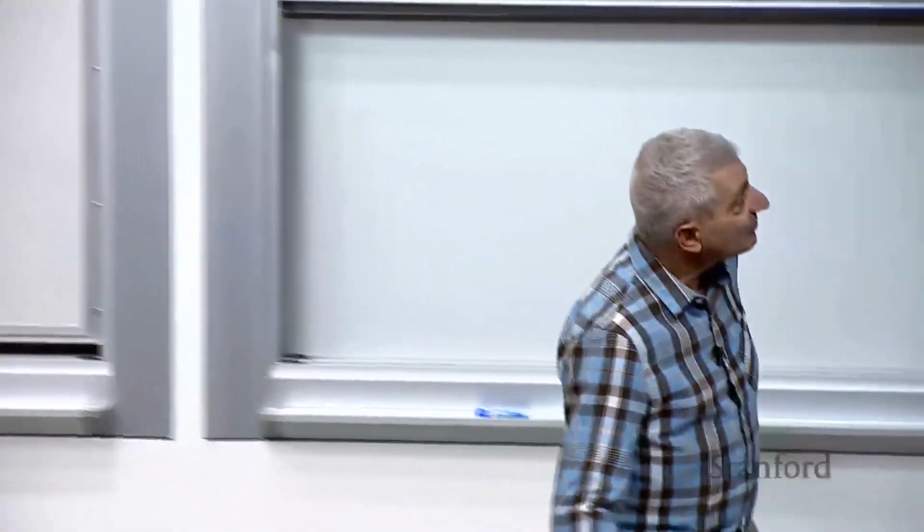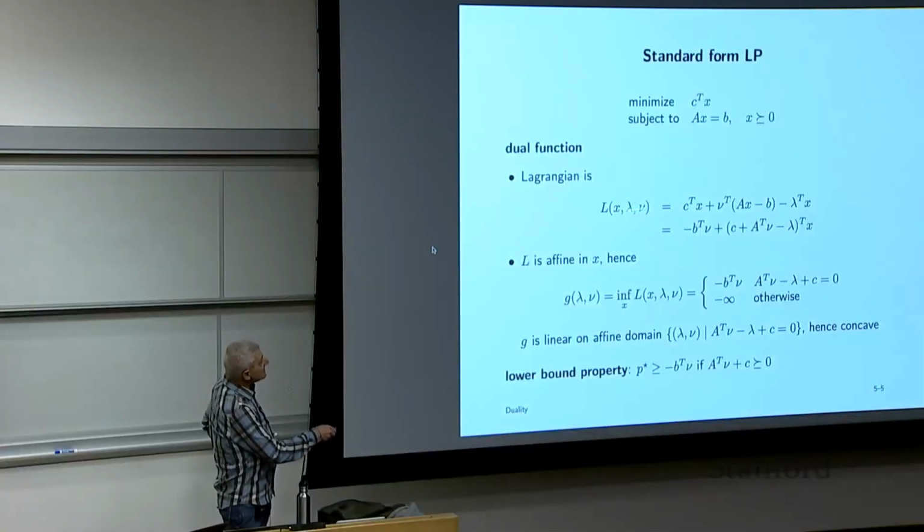And then that's what we have over here. So when I minimize this Lagrangian over x to get g, that's the dual function, basically what happens is, if this is non-zero, the minimum is minus infinity. Otherwise, I assume this is 0, and it's equal to that thing. So this is what I get. Okay?